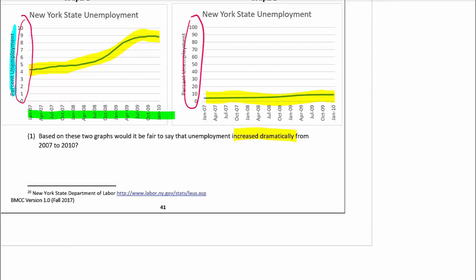Now, let's use graph number 1. What I would like you to do is calculate the absolute change and the relative change in the unemployment percentages going from the beginning where we have the data to the end. Okay, so let's begin with the absolute change first. All right, let me give you a moment to calculate that.